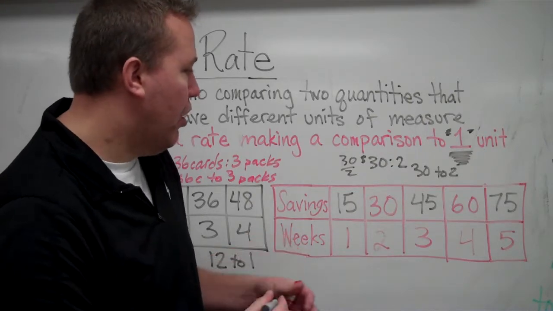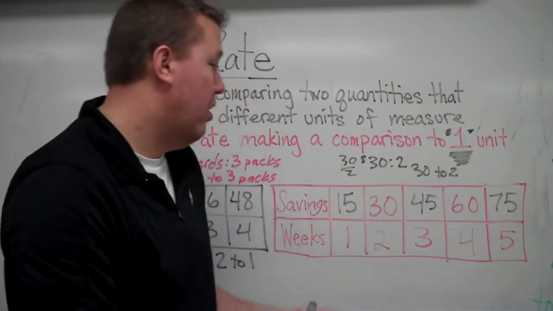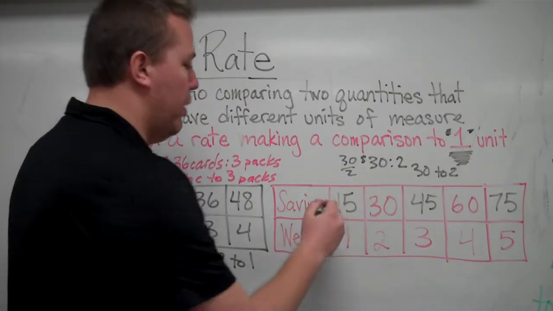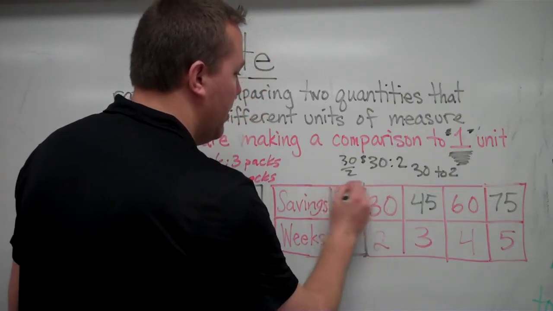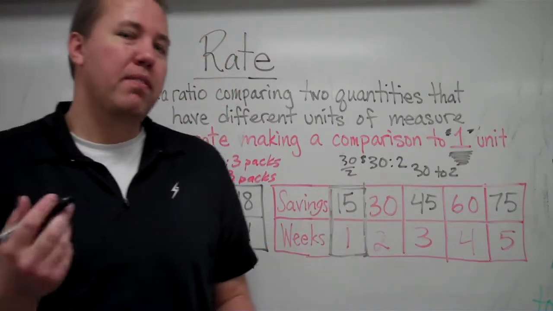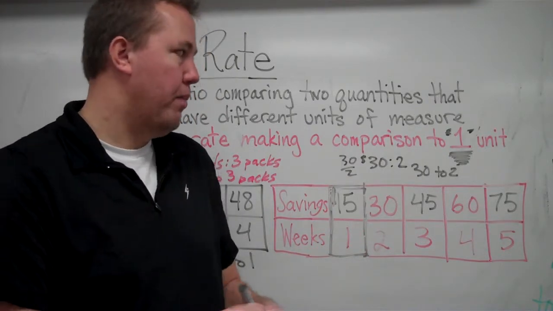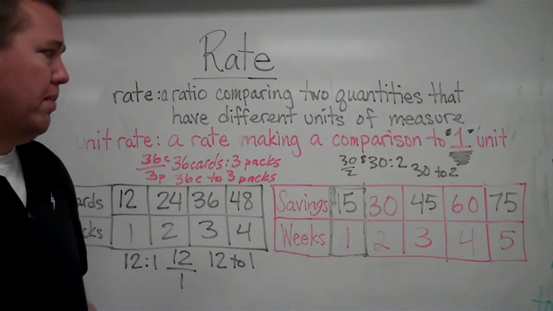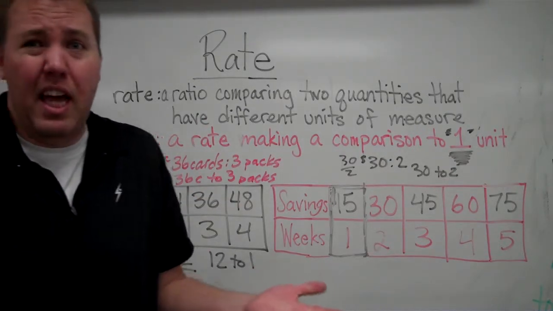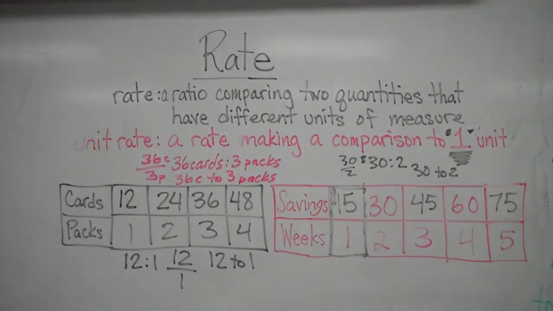So we've found a rate. $30 for every 2 weeks. The unit rate is when we bring that down to 1, a comparison down to 1 unit. So that's the unit rate: $15 for every 1 week. And we'll be using unit rates and rates throughout math and algebra. It's really life. That's what life is shown in, rates and unit rates. So hopefully this helps you understand rate and unit rate.